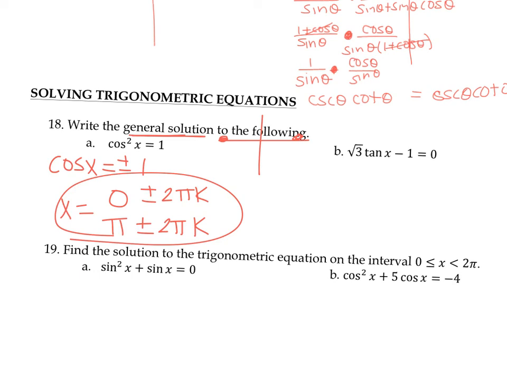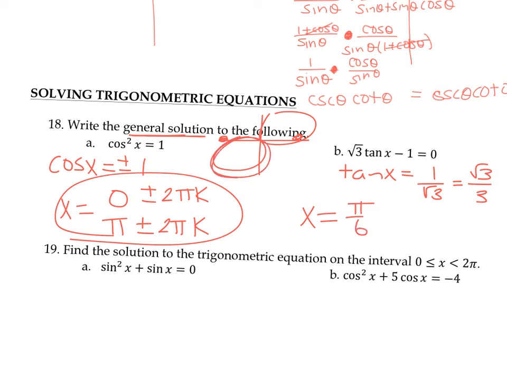For b, I'm going to add 1 and then divide by the square root of 3. So that's square root of 3 over 3. So I have to think about on my unit circle, when is tangent square root of 3 over 3? Tangent's positive here and here. So square root of 3 over 3 is in the pi over 6 family. So it's going to be pi over 6, and then down here that's 7 pi over 6, and then plus or minus 2 pi k.